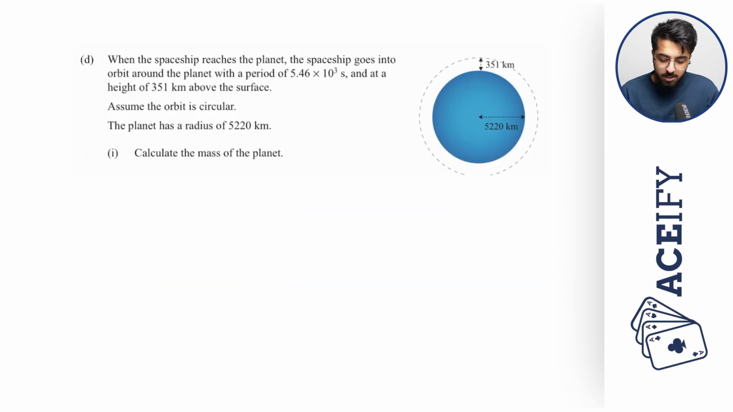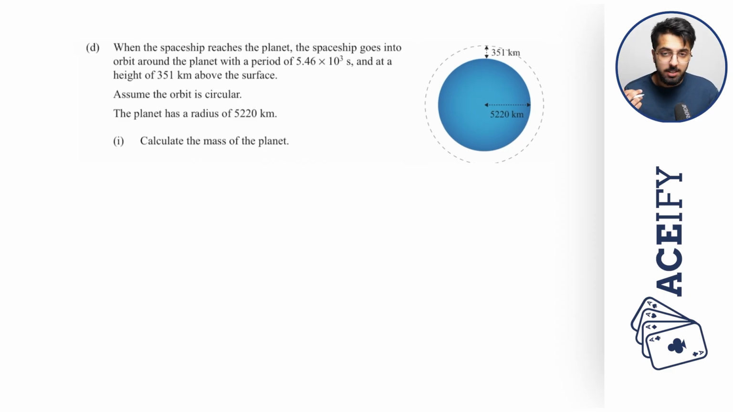There we go. When the spaceship reaches the planet, the spaceship goes into an orbit around the planet with a period of 5.46 times 10 to the 3 seconds, at a height of 351 kilometers above the surface. Assume the orbit is circular and the planet has a radius of 5,220 kilometers. Calculate the mass of the planet.